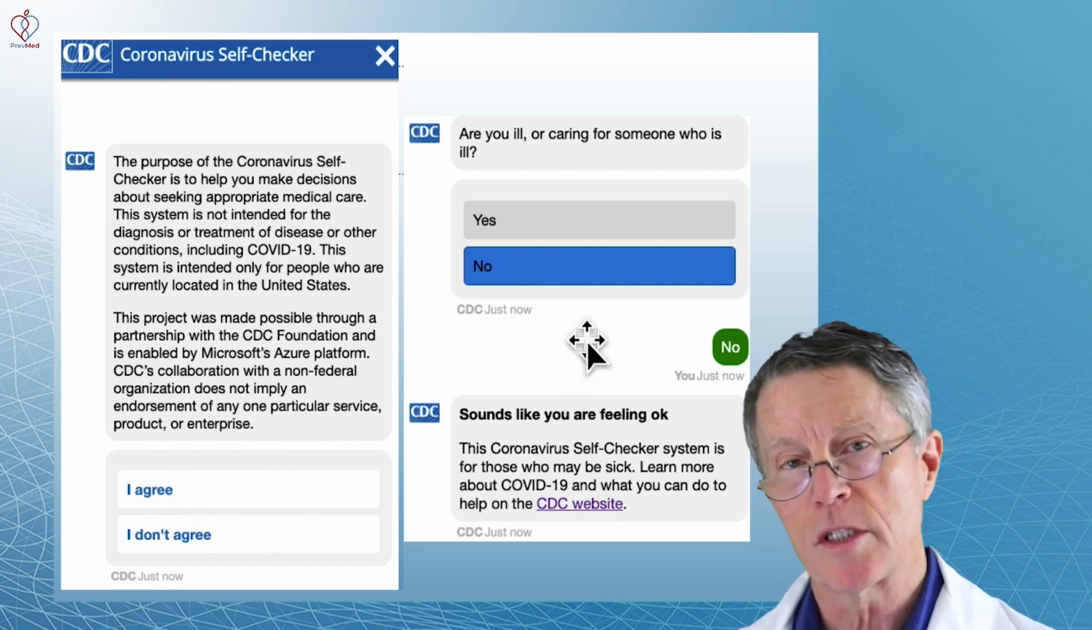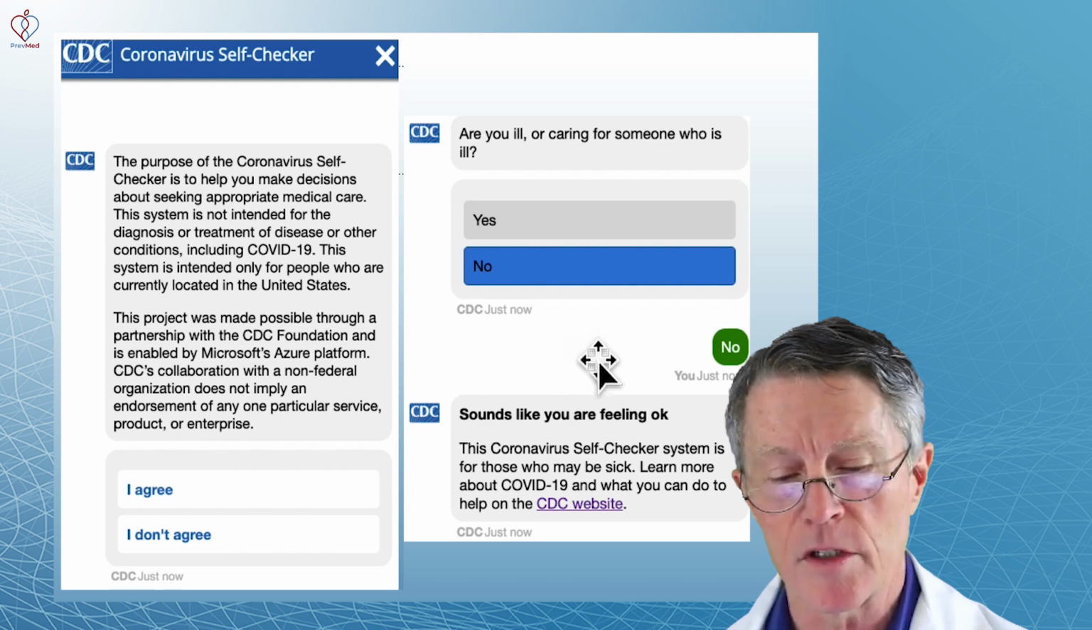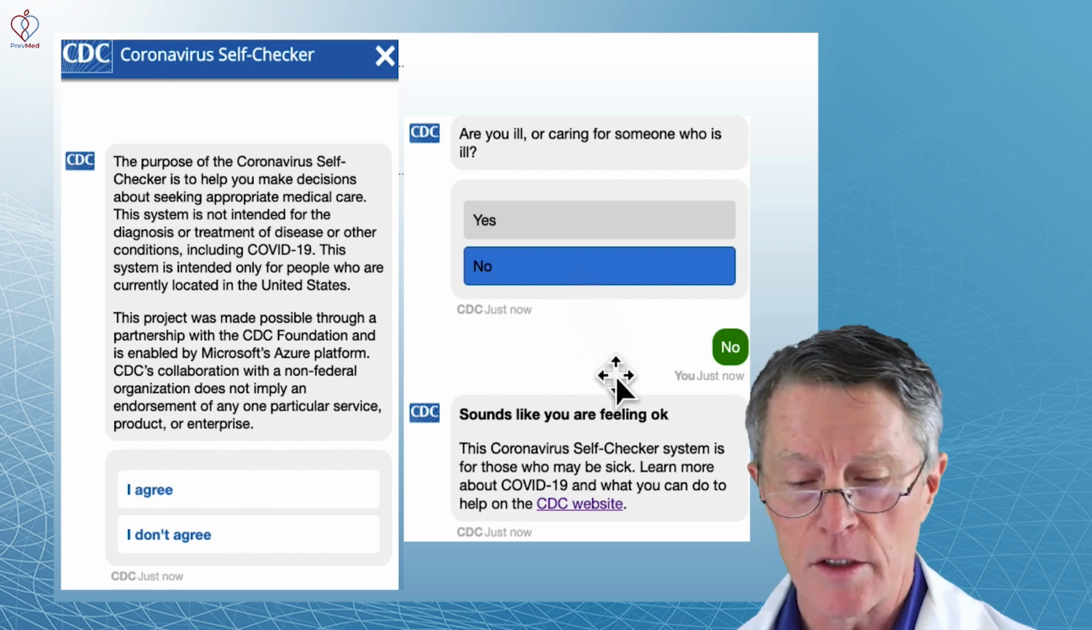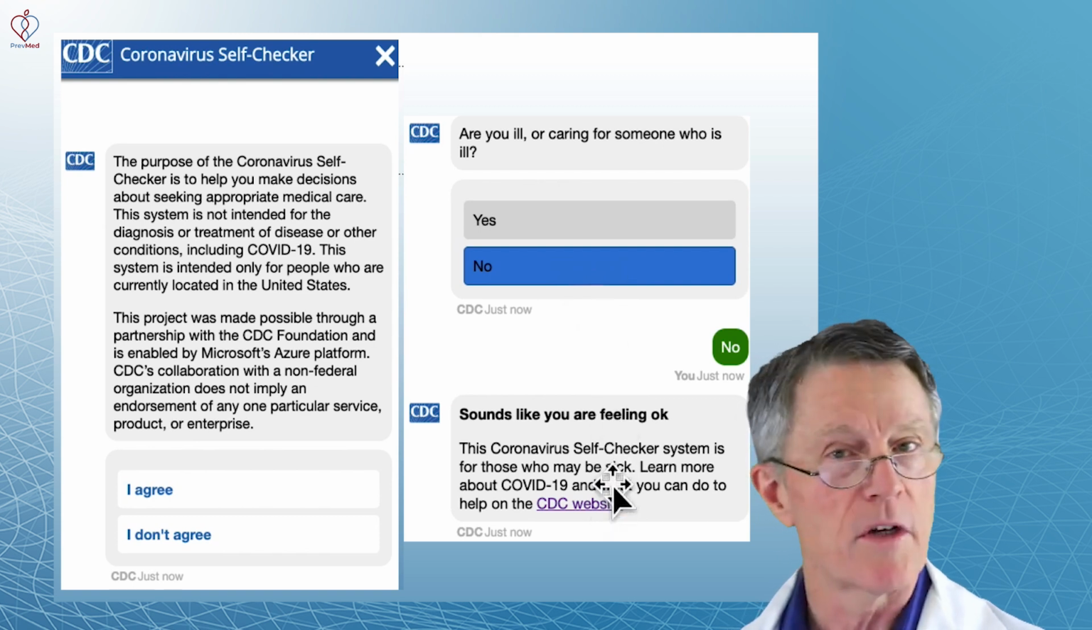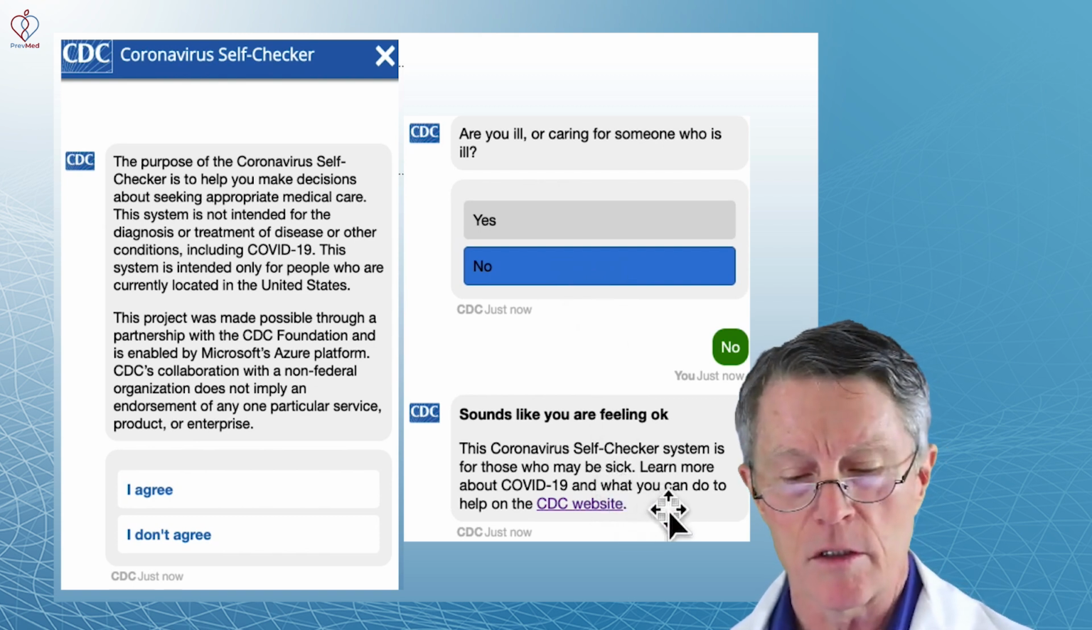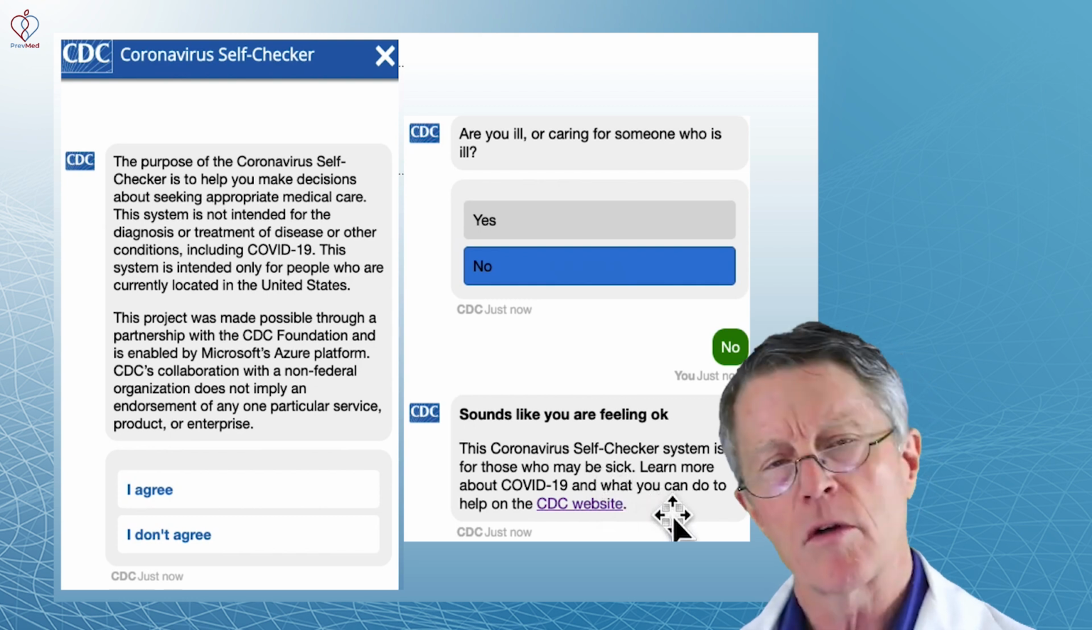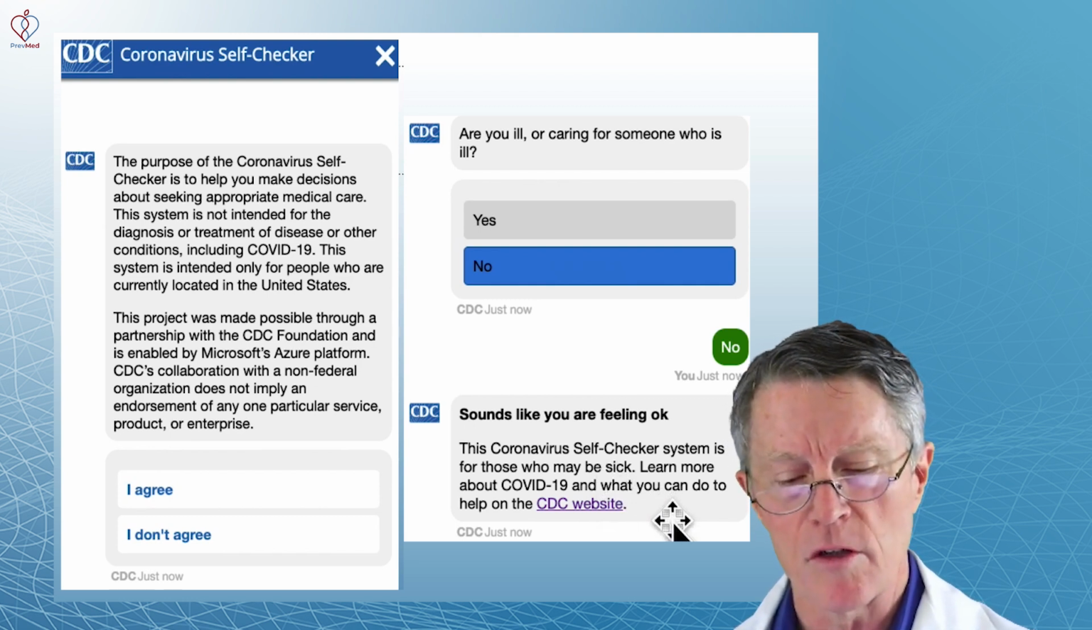The first question is, are you ill or caring for someone who is ill? I clicked no the first time through, and then the response is very simple and it kicks you back out. It says, look, sounds like you're feeling okay. The coronavirus self-checker system is for those who may be sick.